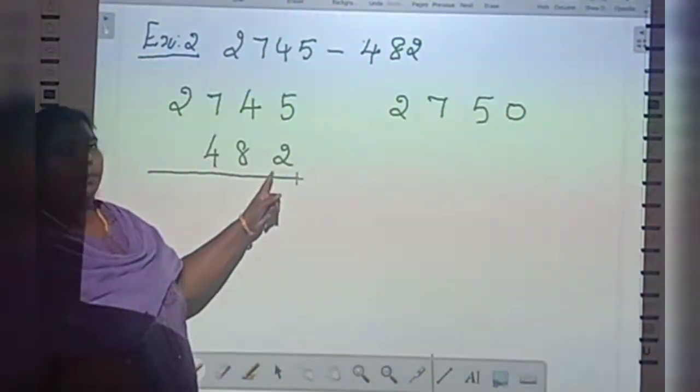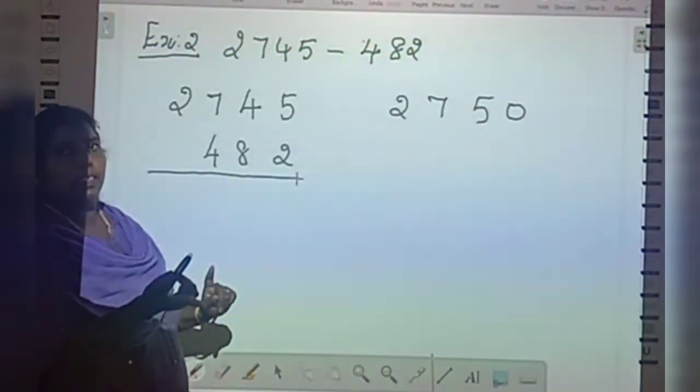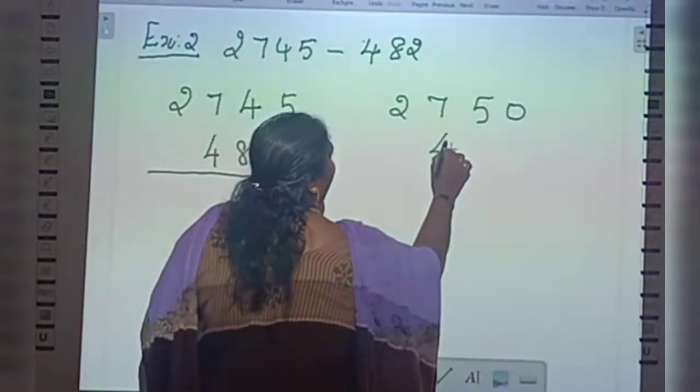482, the nearest value is 82. Is 82 closer to 80 or 90? It is closer to 80. So 480.